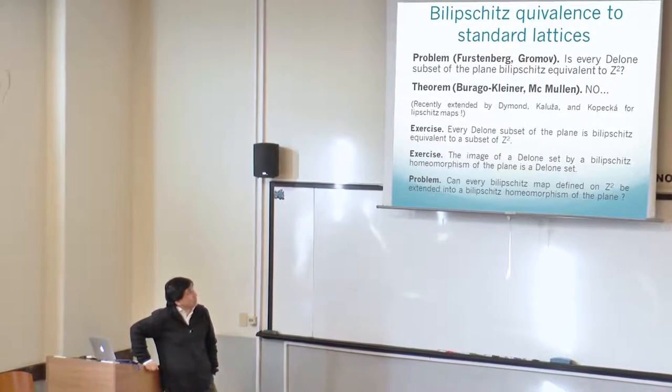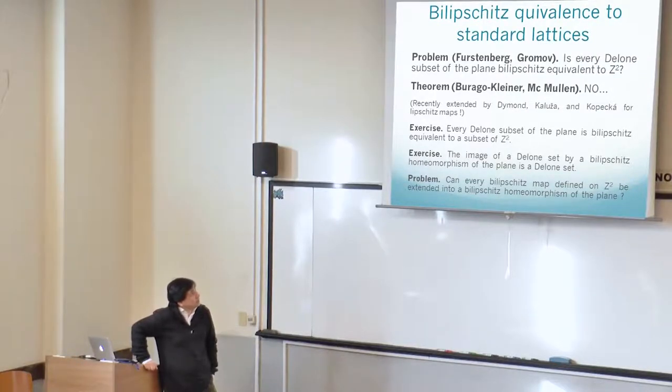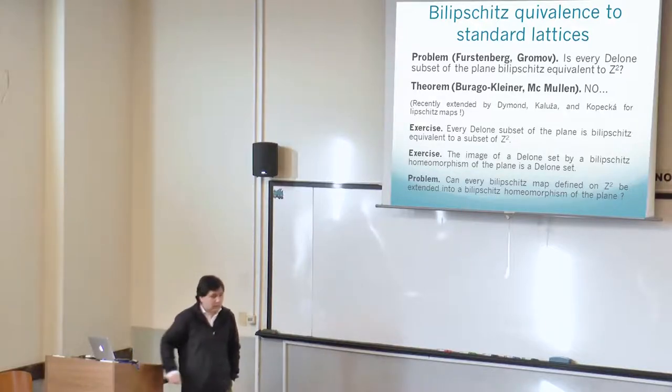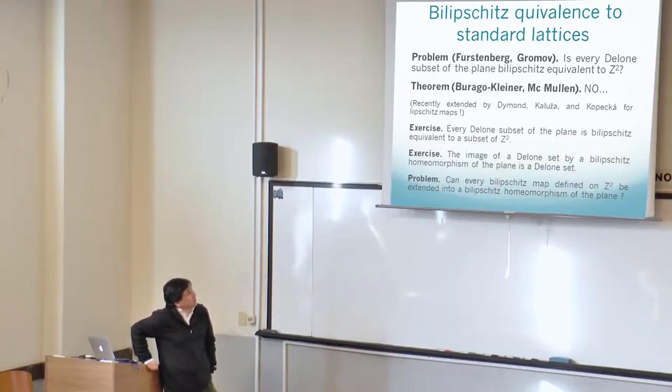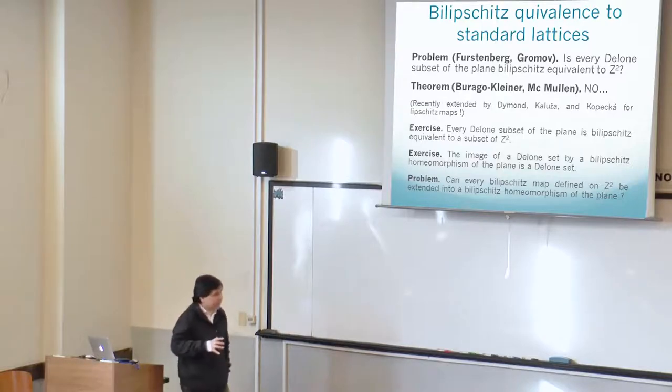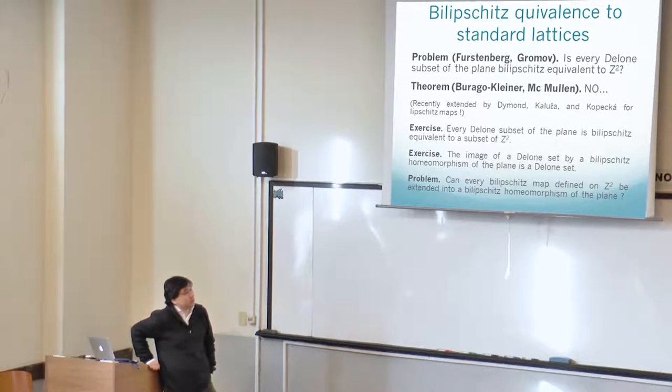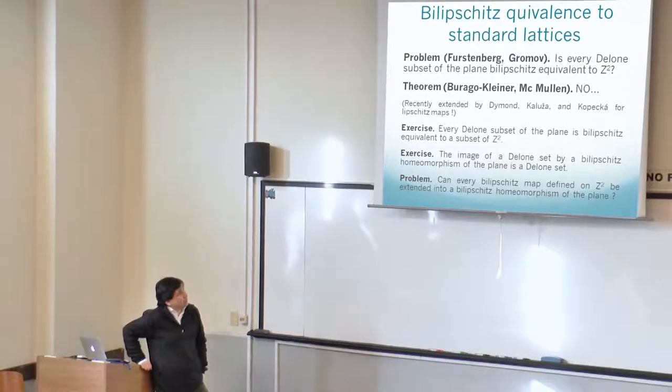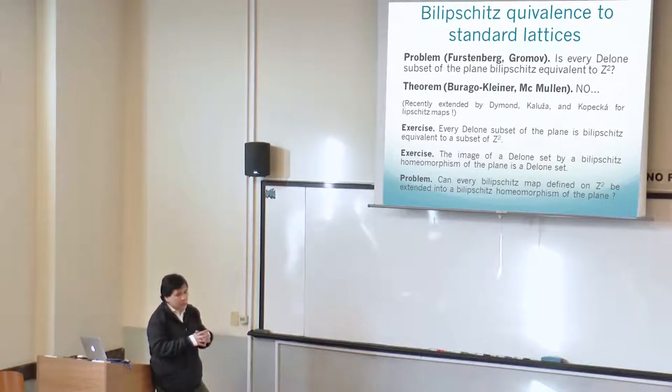This question was answered by Burago and Kleiner, and again independently by McMullen, and the answer is no. There are strange Delone subsets of the plane. There are Delone subsets of the plane that are not bi-Lipschitz equivalent to Z^2. And actually, this is very recent work by Dymond, Kaluža, and Kopecká. They managed to prove that this is still true for Lipschitz equivalence, which is something very strong. So they managed to prove this dealing with a problem coming from pure discrete geometry. And a way to restate this theorem is saying that there is no uniform bound.